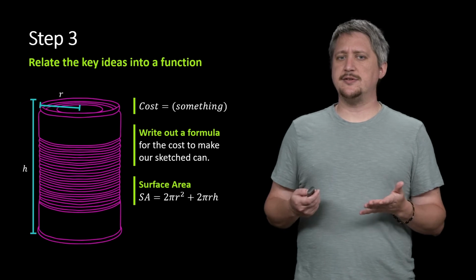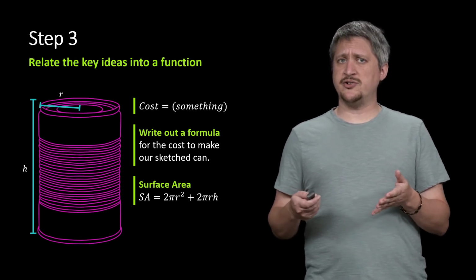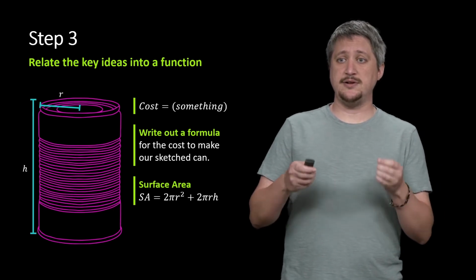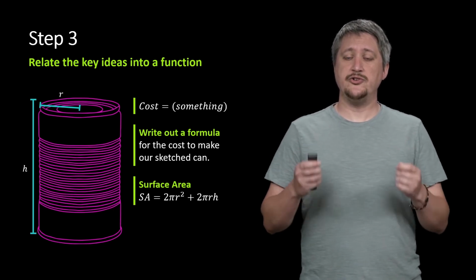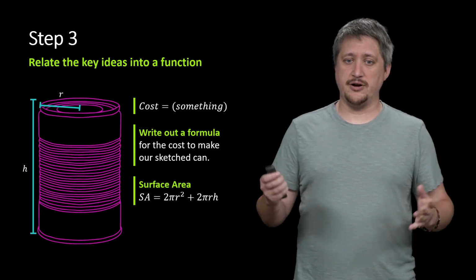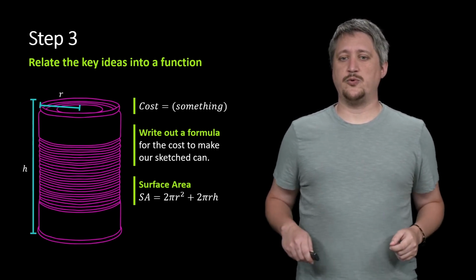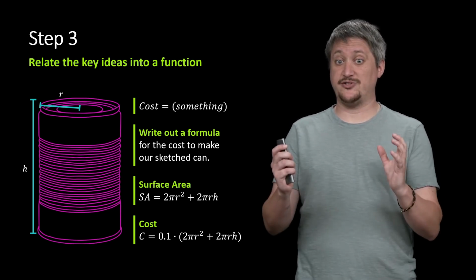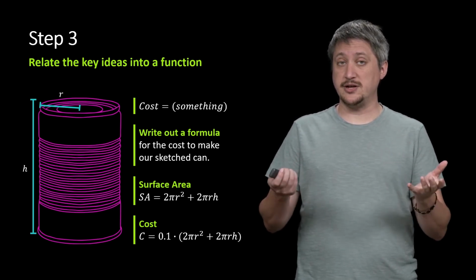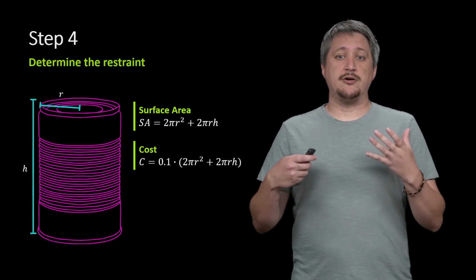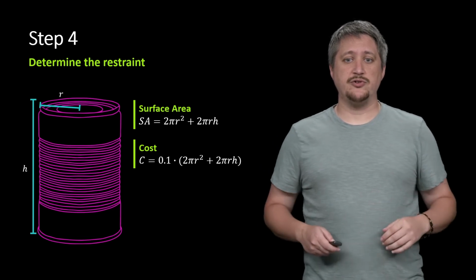But remember, this isn't the primary function. The primary function is cost. So I need to take the surface area bit and turn it into a cost function. And to do that, I want to remember, right, that the cost was 10 cents or $0.1 per square inch. So my cost is going to be 0.1 times that surface area, where that surface area is going to be given in square inches. Okay. So this is our primary function, this cost function.